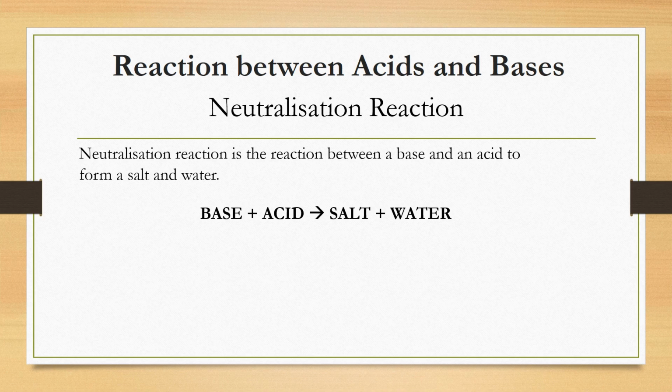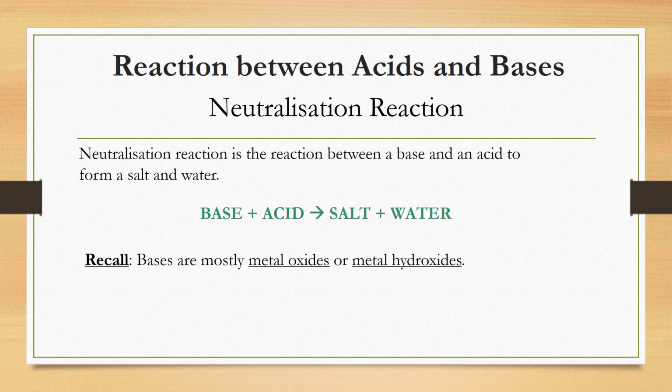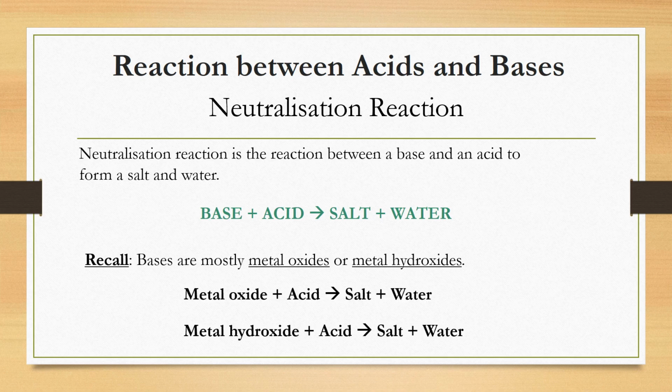As you may notice in the general equation, a salt and water are formed when a base is neutralized by an acid or an acid is neutralized by a base. As we mentioned earlier, bases are mostly metal oxides or metal hydroxides. Both metal oxides and metal hydroxides react with acids to form salts and water.